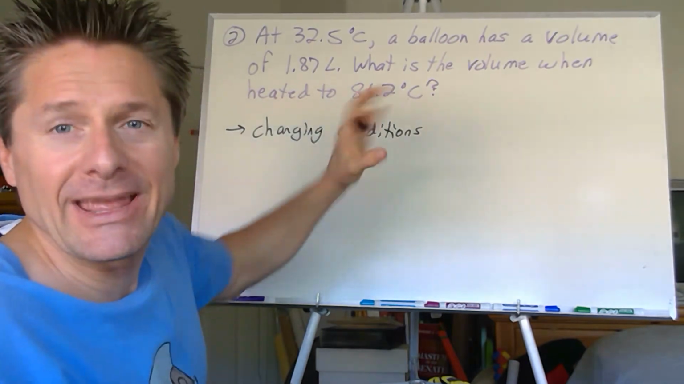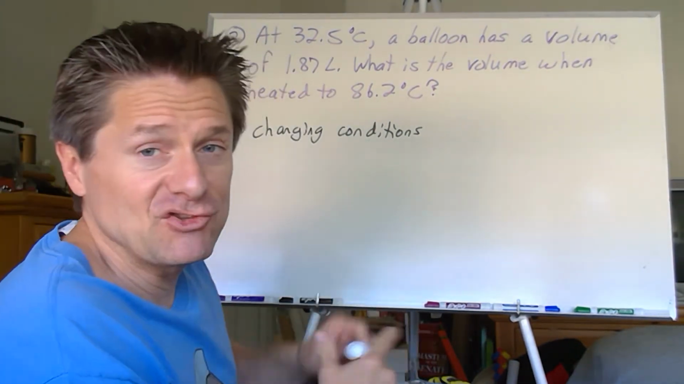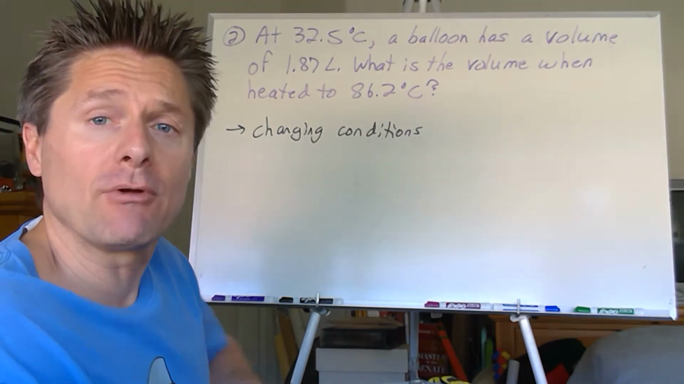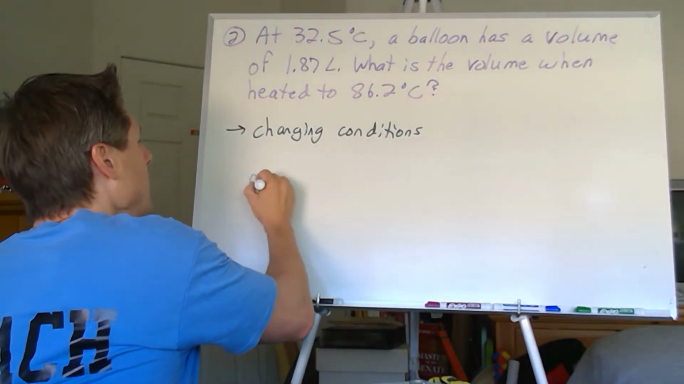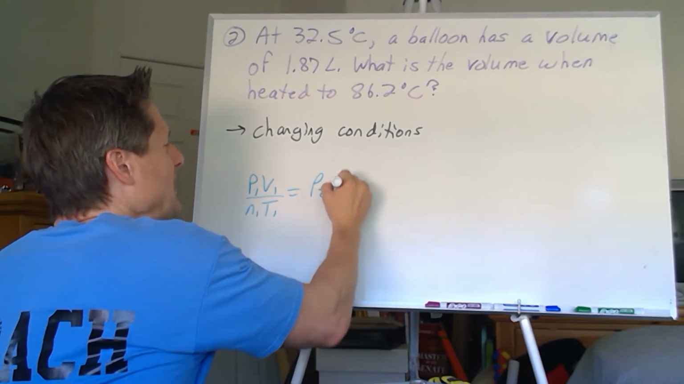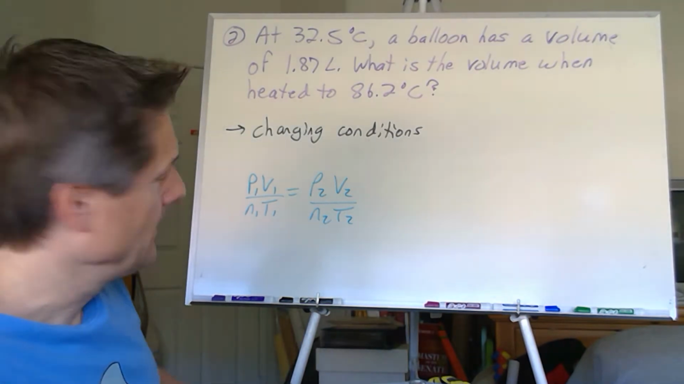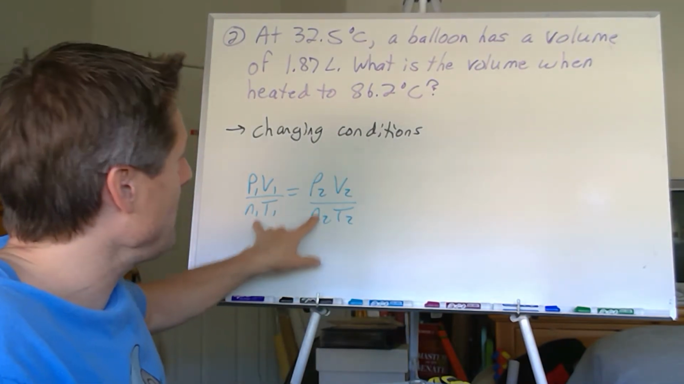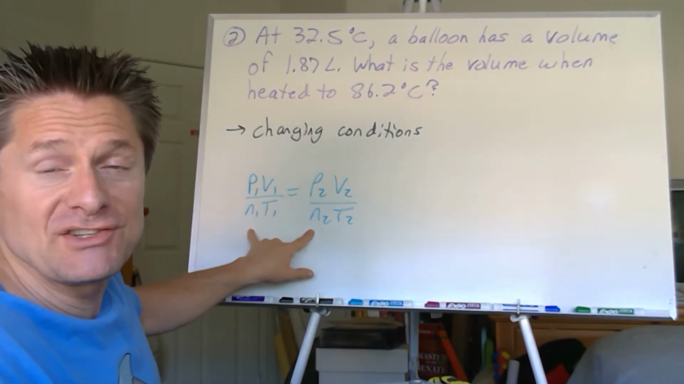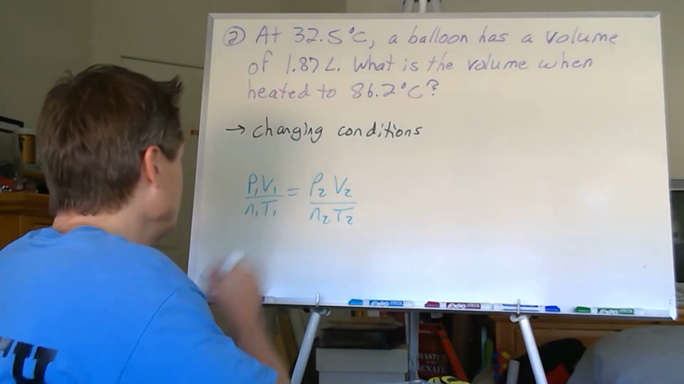So I'll do my thinking and then solving on the next page. Changing conditions. So if it's changing conditions, let's put the general gas equation, right? So P1V1 over N1T1 equals P2V2 over N2T2. But if nothing is stated, if I don't give you N1 or N2, we have to assume they're constant. All right, so we're going to make some assumptions here.